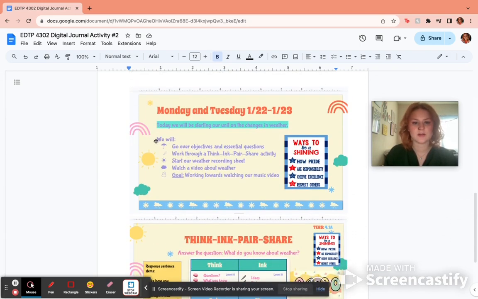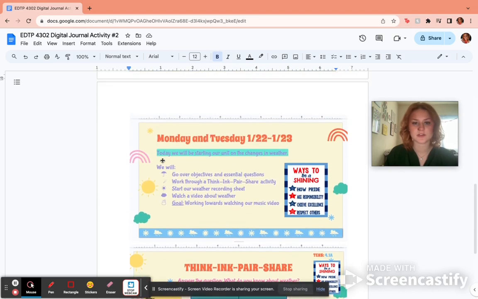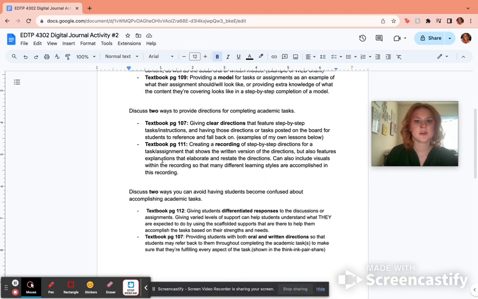So we have our agenda with step-by-step things that we're going to be doing, as well as behavior examples of what they need to be doing. And then step-by-step, this think, ink, pair, share, kind of guiding them on what they could be doing in each one of these, as well as having sentence stems on the side just to scaffold the learning in there.